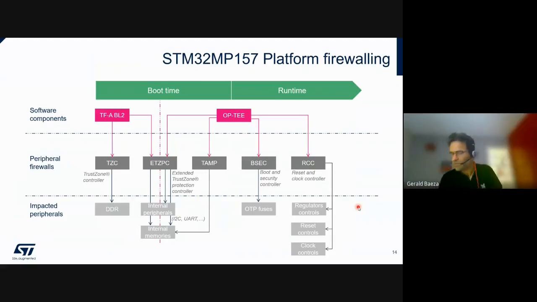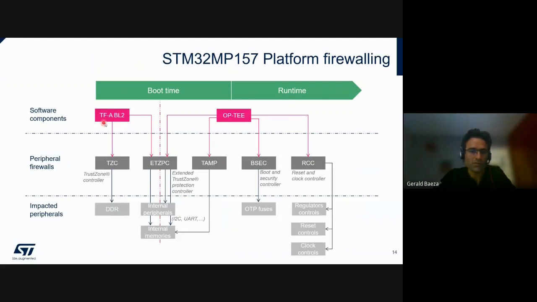Yes, so Etienne already mentioned this during a few slides. When we start the platform, one job we have to do is to tell that we want to assign a given peripheral, a given resource, whether to the secure context or the non-secure context. This is what we call the platform firewalling. We distinguish two times in the platform initialization, as we already said. We have the boot time, and we have the runtime that will remain available all along when the application is running. At boot time, we have two levels.